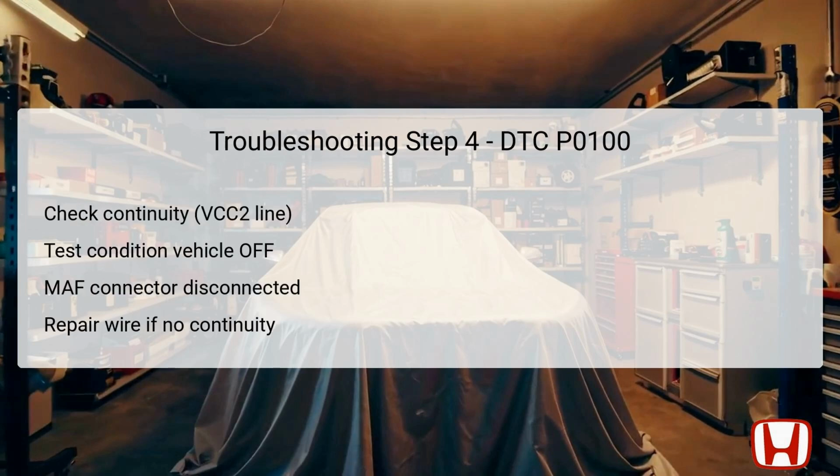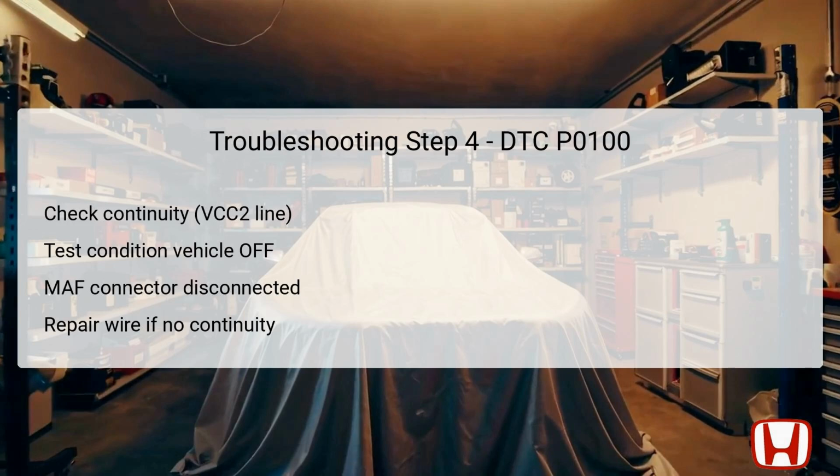Step 4 entails checking for any open circuits in the VCC2 line. Confirm that the vehicle is still in the off position and that the MAF IAT sensor connector remains disconnected from the harness. Similar to the previous step, again use your multimeter to measure the continuity between the MAF sensor's female terminal number 3 and the corresponding wire on the PCM connector E, specifically pin number 77.